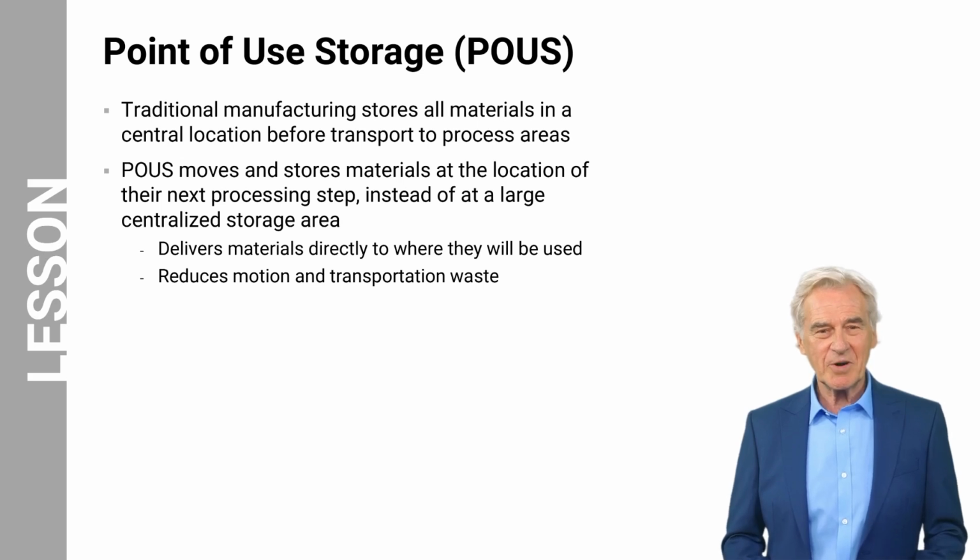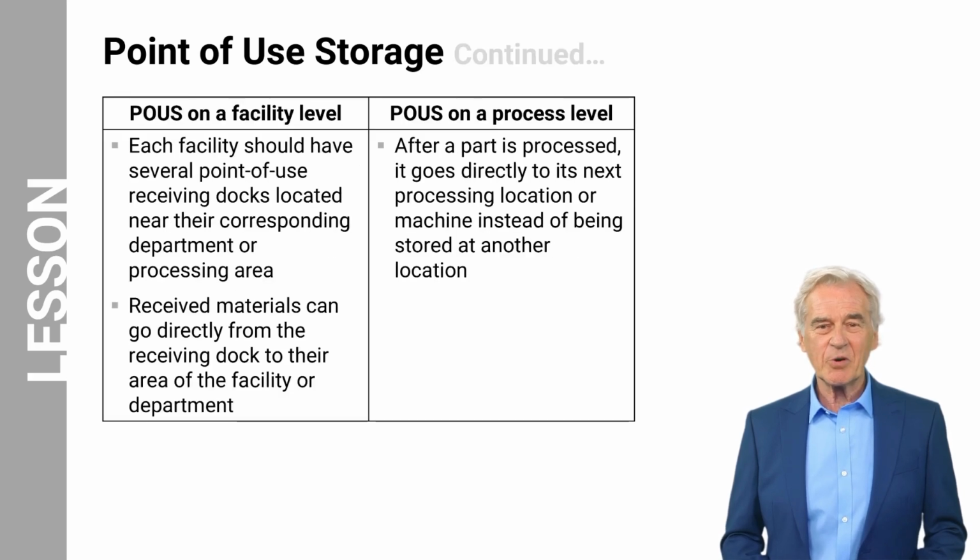Lean principles suggest a different method called point-of-use storage. Point-of-use storage is a way to reduce motion and transportation wastes by sending materials directly to their next step in the process instead of to a large centralized storage area. Point-of-use storage can be used on a facility-wide level and on a smaller process-to-process level.